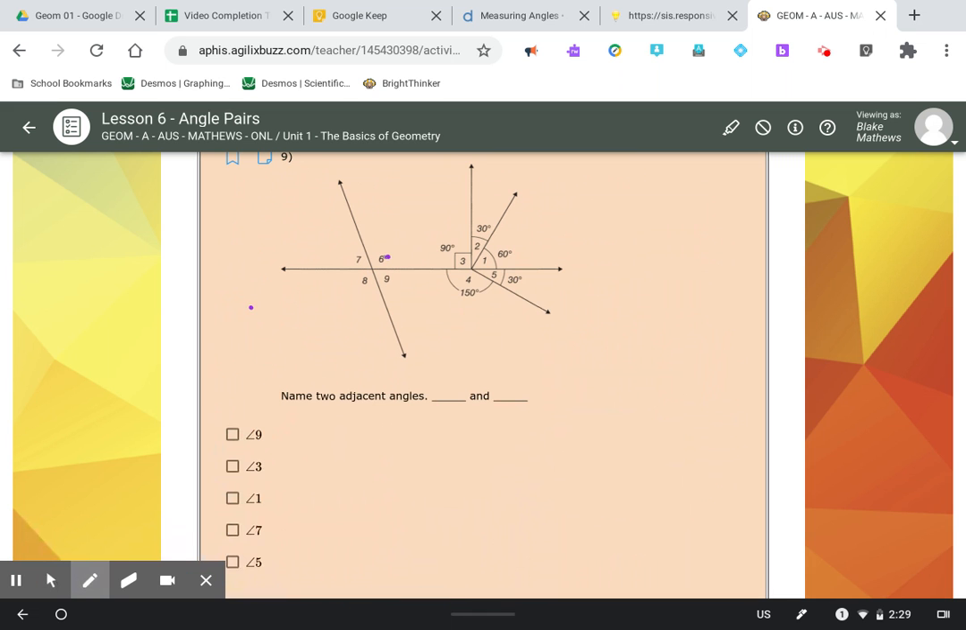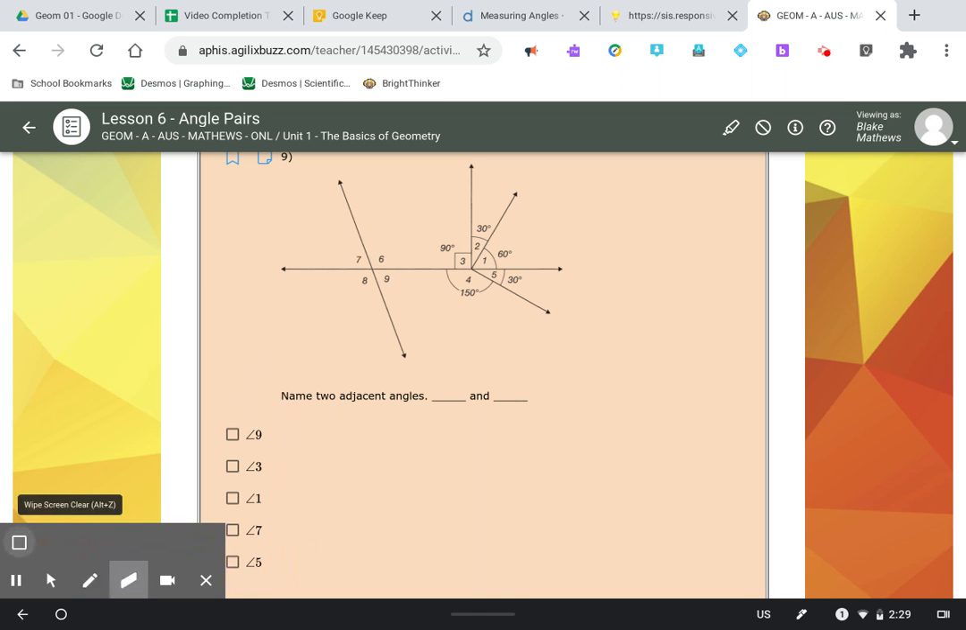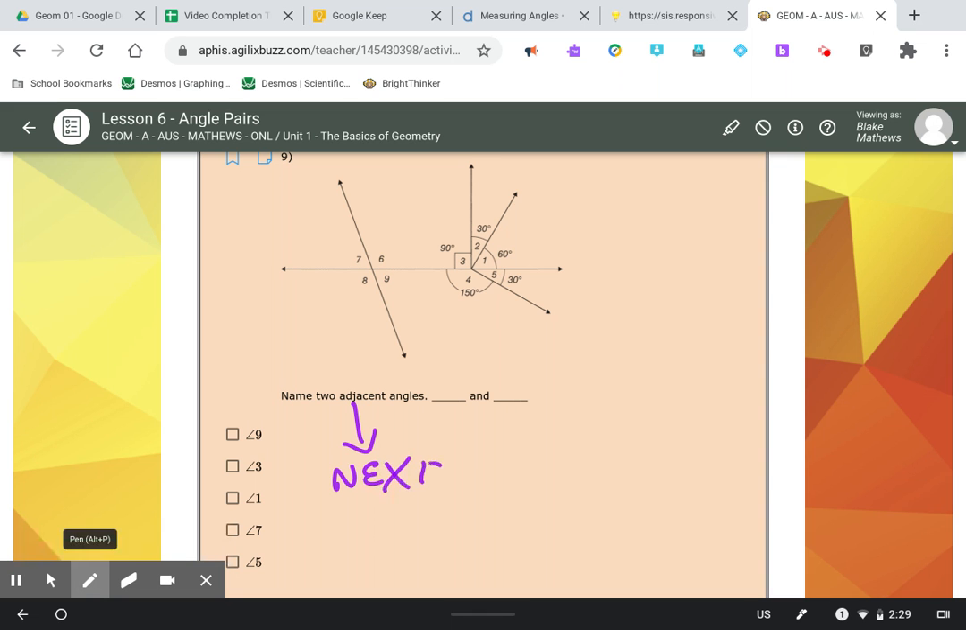6 and 7 are adjacent. 7 and 8 are adjacent. 8 and 9 are adjacent. 6 and 9 are adjacent. 3 and 2 are adjacent. 2 and 1, 1 and 5, 5 and 4, 4 and 3, all adjacent. So you just need to find any pair out of that group that is the combination of those down here. So adjacent means next to. They have to be next to each other.